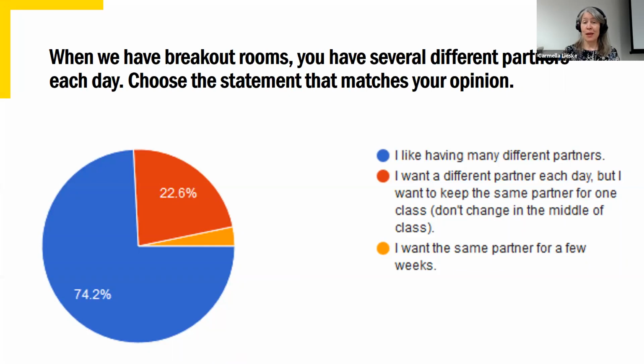There were 5 people in that breakout room that time. So the students indicated that they really liked having different partners. But you can see that 22% of the students said they'd prefer to have one partner for the whole day.